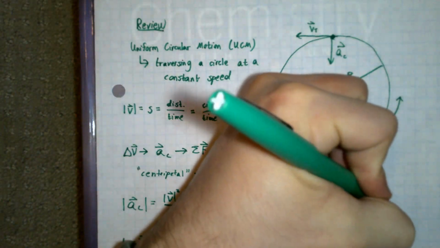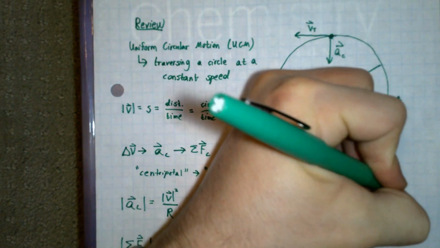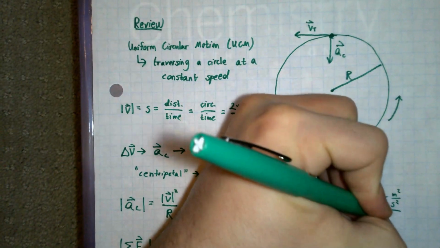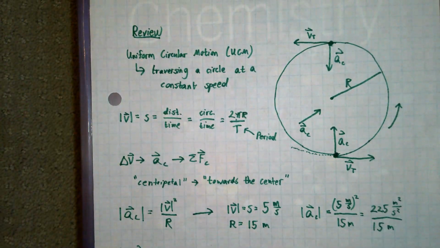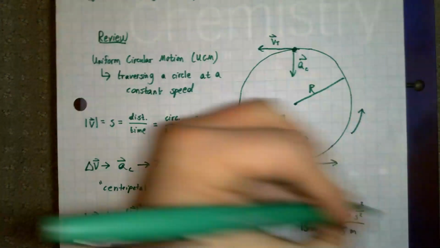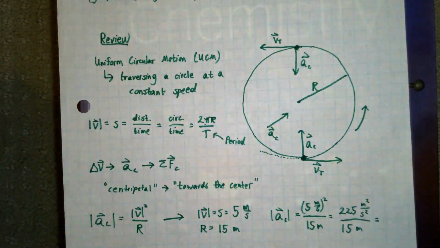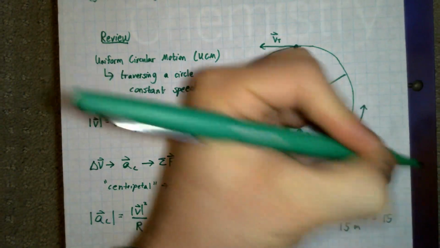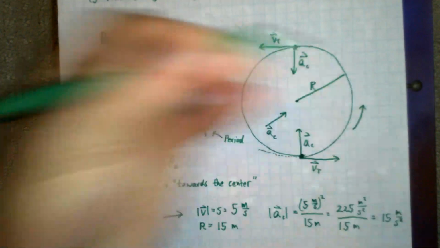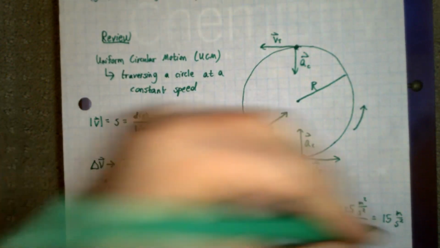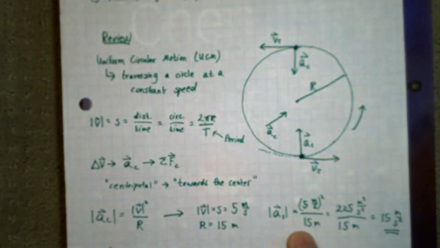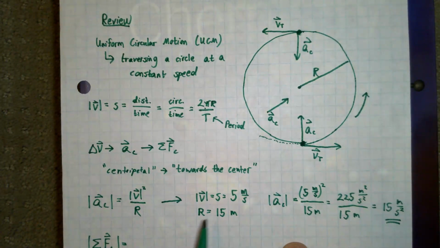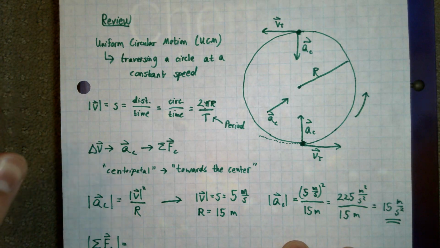So we get 225 meters squared over second squared, divided by 15 meters. And so we'd find that 225 divided by 15 is 15 meters per second squared, because those are our units for acceleration. That is our centripetal acceleration for the object that travels around a circle that has a radius of 15 meters and at a speed of 5 meters per second.